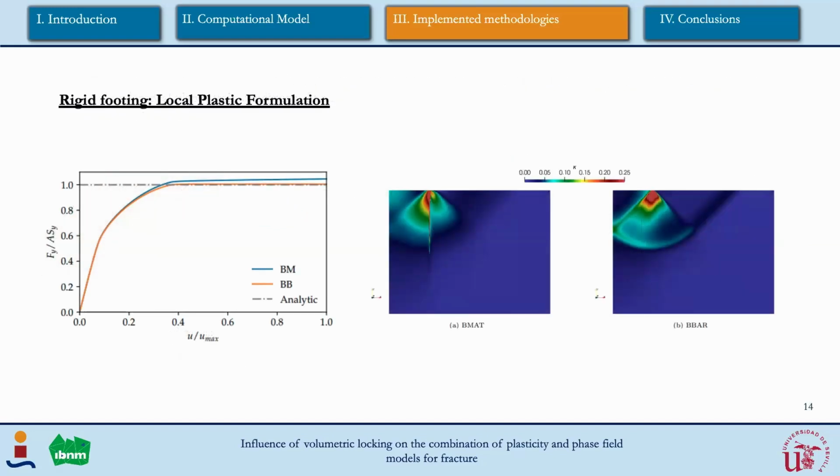As for the local plastic formulation, in the mechanical response, we can now see differences on setting the bearing capacity. The blue one is with the normal B method, and the orange one is with the B-bar. We can see that the one that predicts correctly the bearing capacity is the B-bar, whereas the normal B method overestimates the bearing capacity due to this volumetric locking phenomenon.